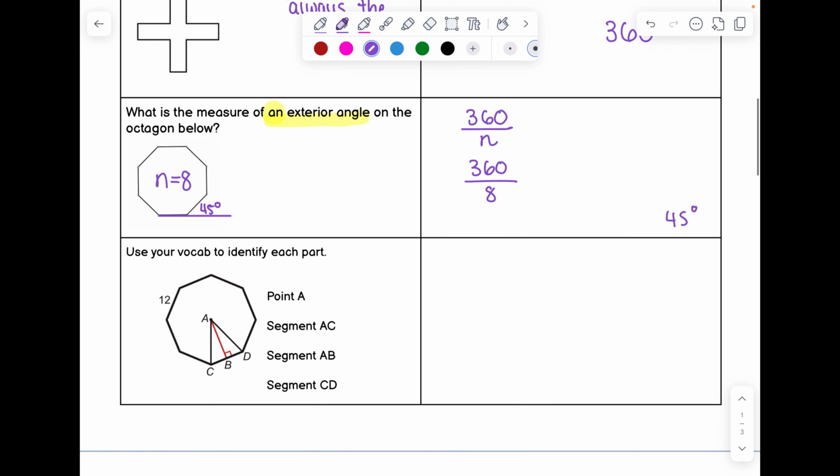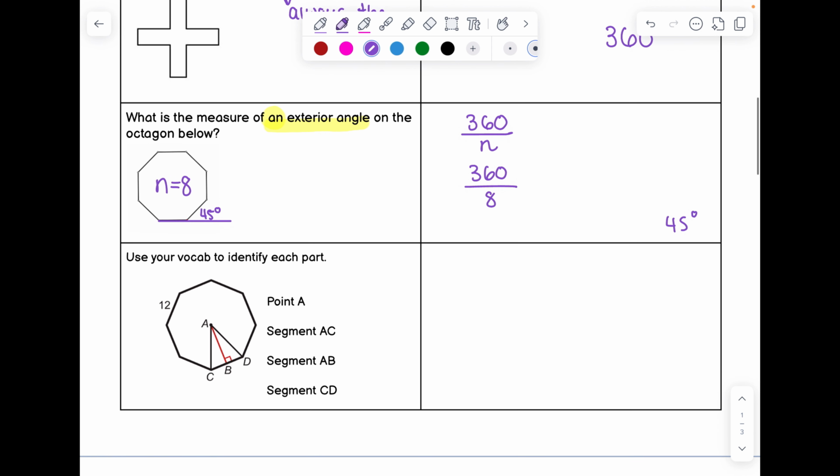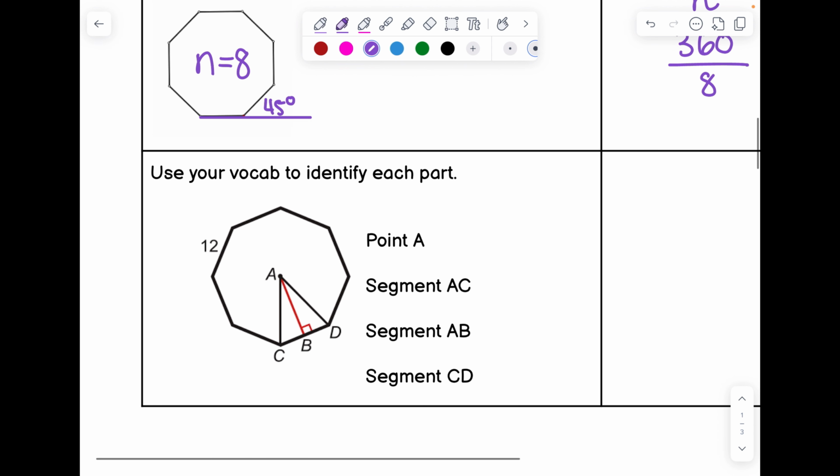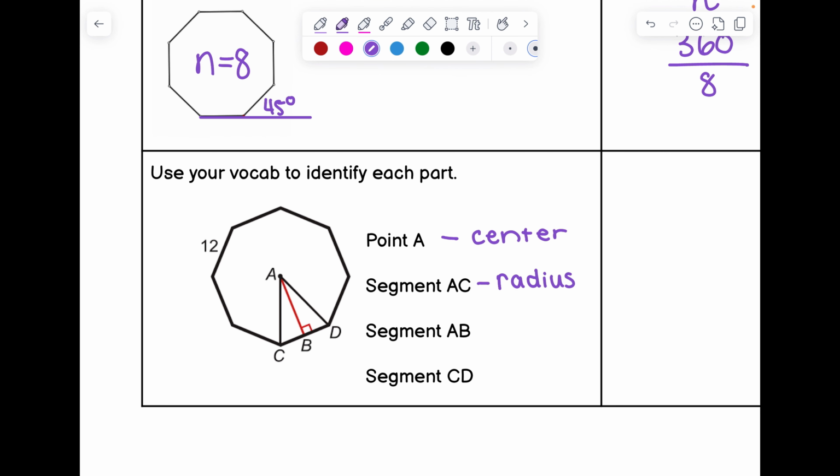All right, use your vocab to identify each part. Point A is the center. Segment AC is a radius. Segment AB is an apothem. And segment CD is a side.